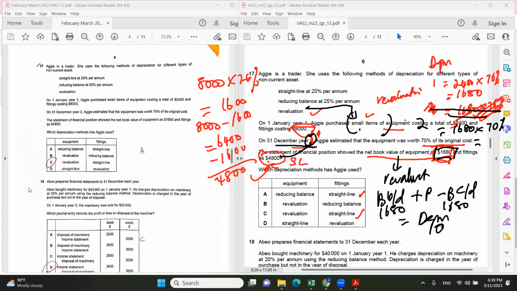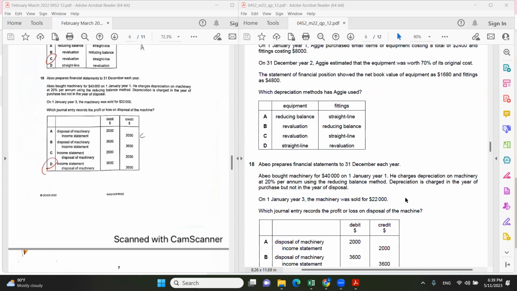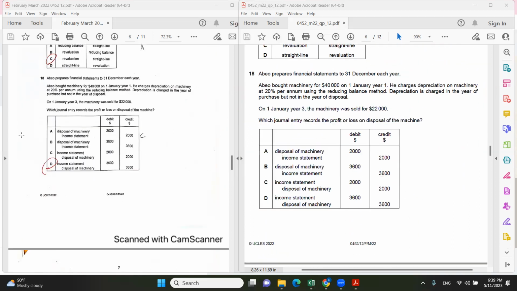Okay, next is question 18. Abel prepares financial year end. Abel bought a machine for 40,000 in the first year. He charged depreciation on the machine at 20%, reducing balance. This is the first year. Depreciation is charged in the year of purchase, but not in the year of disposal.